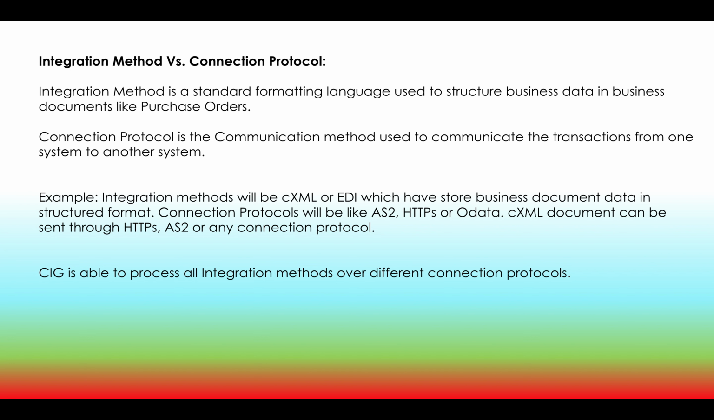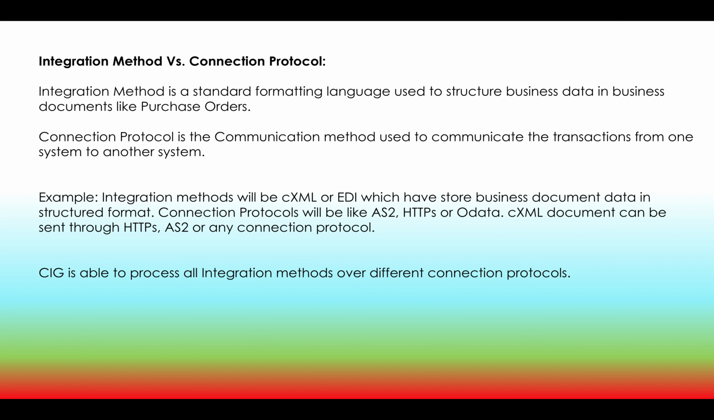The other one is connection protocol. Connection protocol is the communication method. It is a communication method used to communicate the transactions from one system to another system. It takes a file from one system and sends it to another system. This is called communication protocol. Examples are HTTPS, which is one communication channel. AS2 is one communication channel. OData is a communication channel. These are the communication channels.